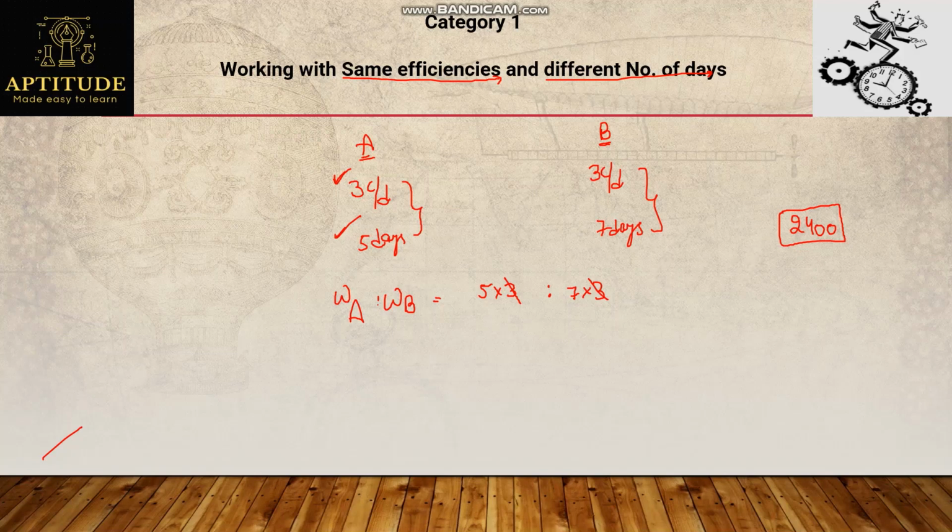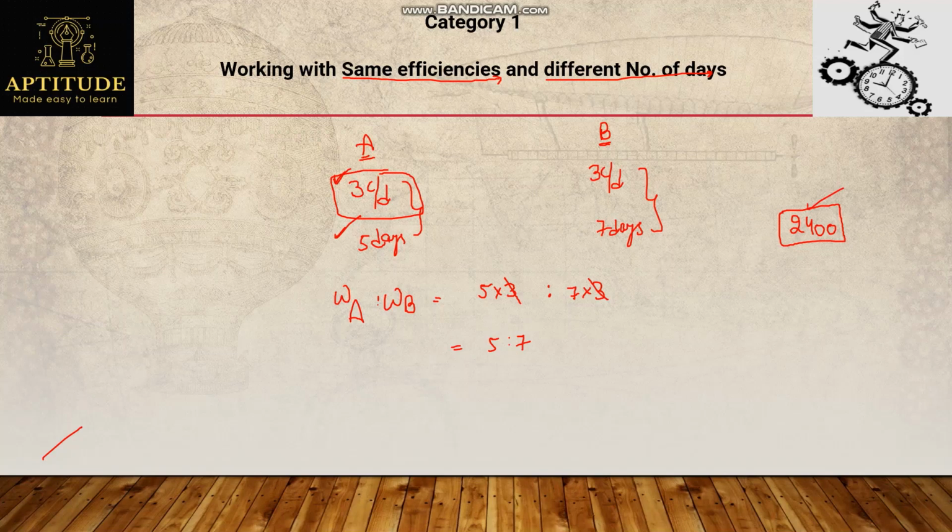Which means whenever persons have the same efficiencies, their salaries will simply be divided according to the number of days they work. So observe this, the salary ratio will be 5:7. And what is this 5:7? It is nothing but the number of days A and B work. Which means now I need to divide this 2400 in the ratio 5:7 for A and B.